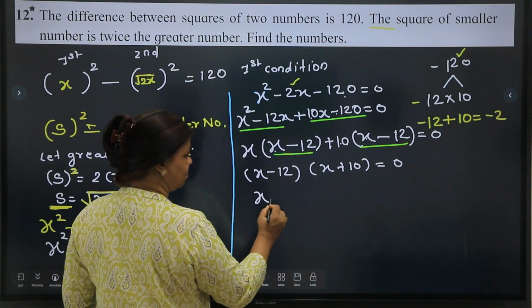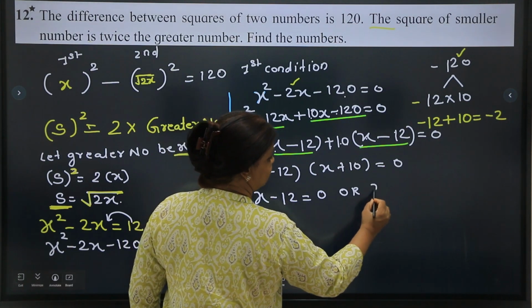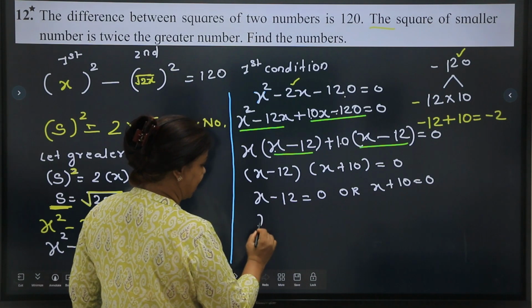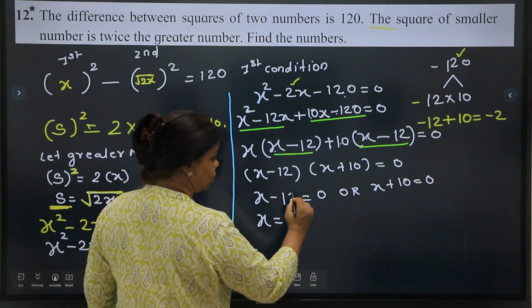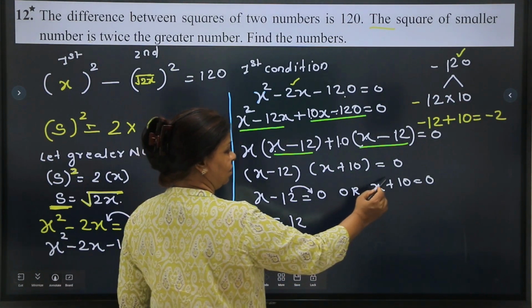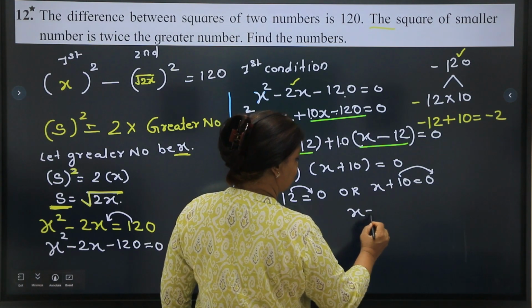Now x minus 12 can be taken equal to 0, or x plus 10 can be taken equal to 0. So what am I getting? x is equal to 12, because minus 12 will move here and it will become plus 12, and plus 10 will go there and it will become minus 10. So x is equal to minus 10.